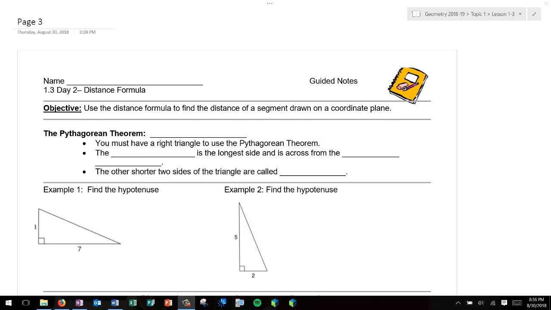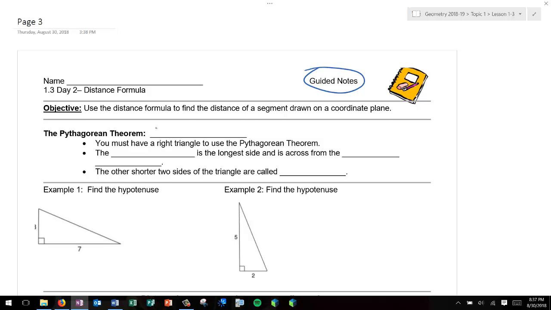Mr. Marone here. Welcome into the second lesson in our third section, lesson 1.3, and we're going to focus on the distance formula here. You're going to be taking these notes in your guided notes section of your handouts, and just so we're aware, we're going to be reviewing the Pythagorean theorem, which is something that I think has been kind of beaten into all of us from our middle school years.